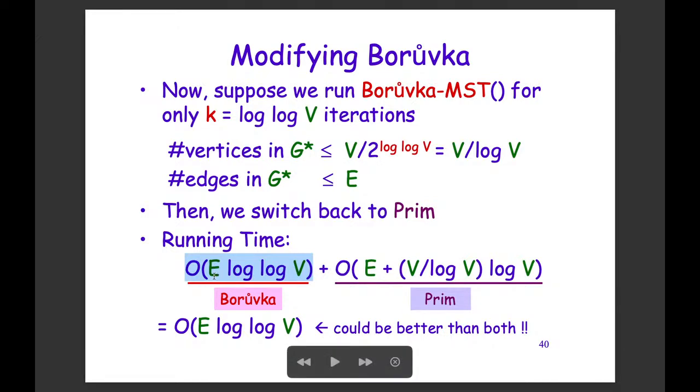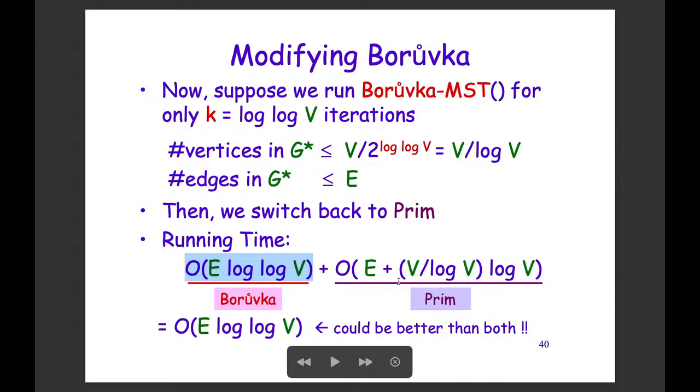So the time of Boruvka is bounded by E times log V, because we are not running it until the end. But after that, the number of vertices will drop. Drop into what? Drop into only having V over log V vertices. Yeah, because we run it each time, we drop it by half. Running log V rounds, we drop it into V over log V.